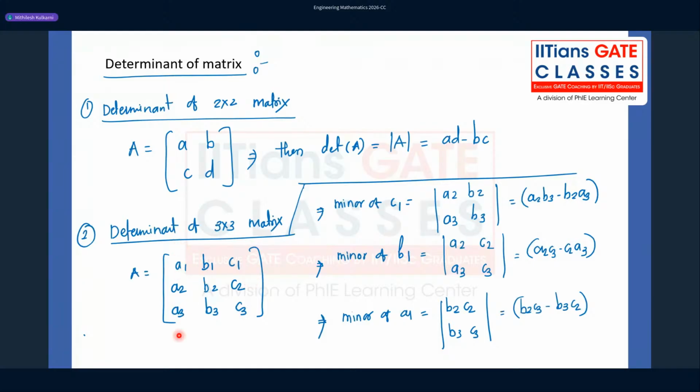Forget about this row and column. So only these four elements are there: B2, C2, B3, C3. And the determinant of it is B2 C3 minus C2 B3. Okay, this is the minor of A1.